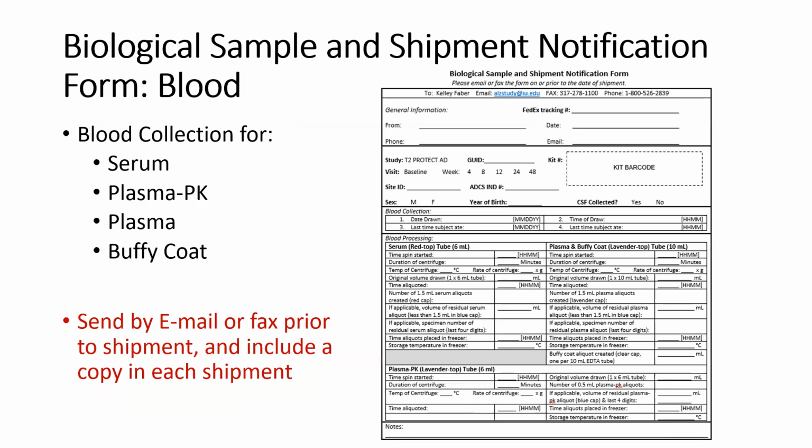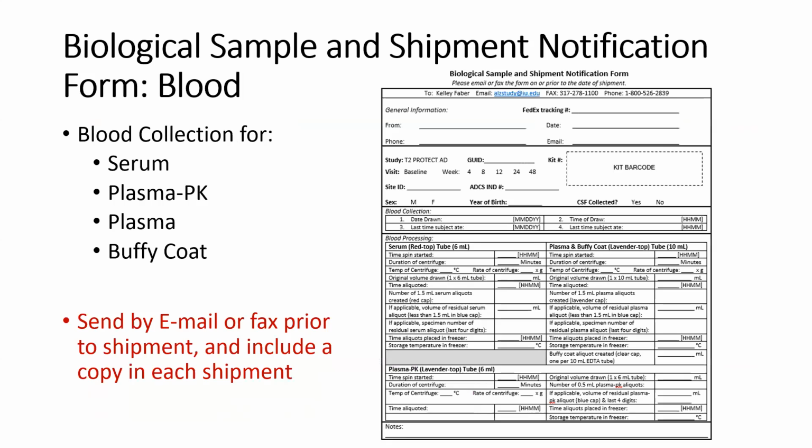We ask you to record the time of the centrifuge and the duration of the centrifuge, the temperature, the volume that you aliquoted, how long it took you to aliquot. Any residual volumes and specimen numbers can be denoted here. Storage and temperature of the freezer, and if you collected the buffy coat, what the volume of the buffy coat is.